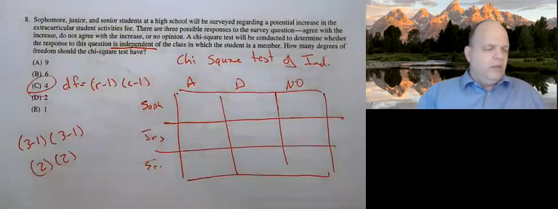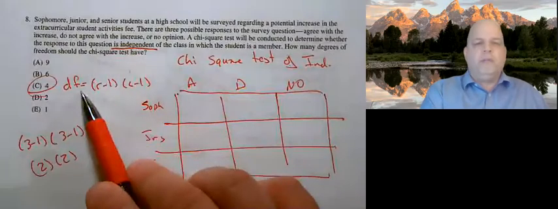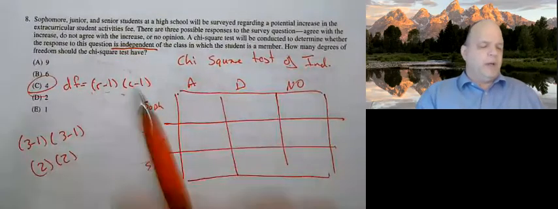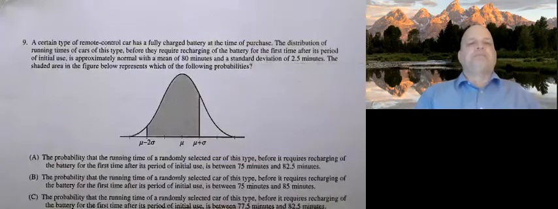All right. So that was a chi-square test of independence. And once again, you're going to have to memorize rows minus 1 times columns minus 1. All right. Problem number 9.